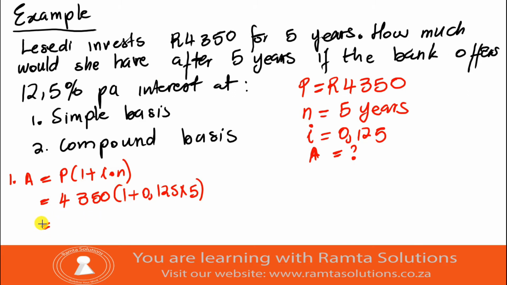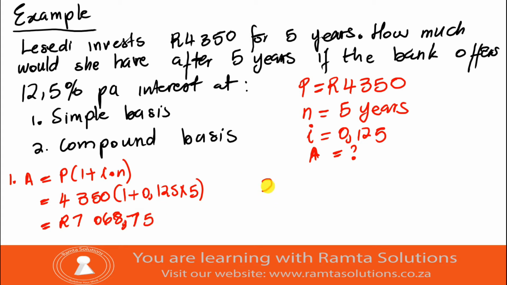Let's quickly punch this in our calculator. We have 4,350, open bracket, 1 plus 0.125 times 5. What is it? It is now 7,068 rand and 75 cents. Right? 7,068 rand and 75 cents.